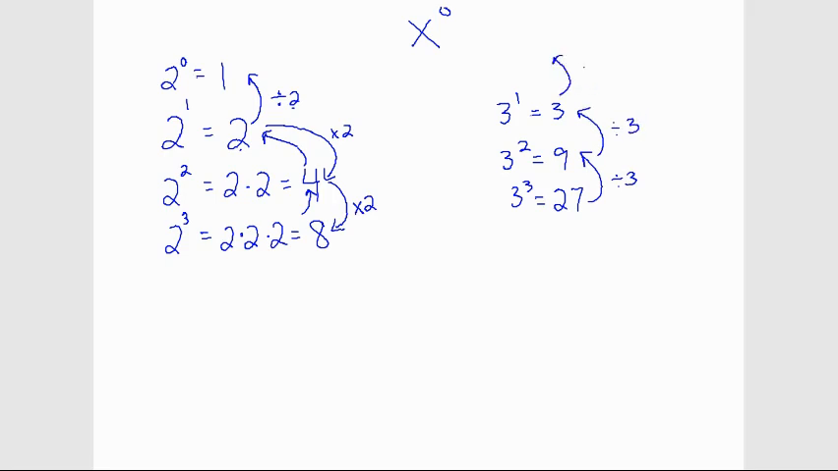So do it one more time. Divide by 3 to get 3 to the 0. And 3 divided by 3 is equal to 1. So x to the power of 0 is equal to 1.